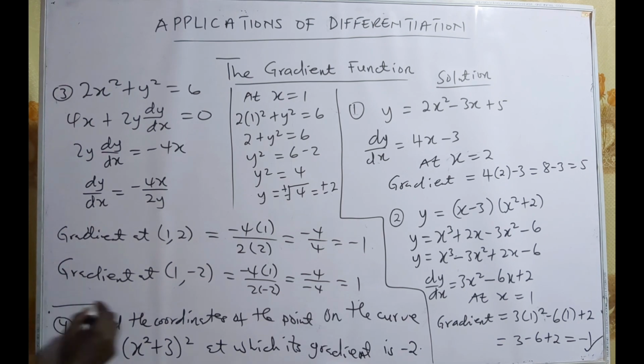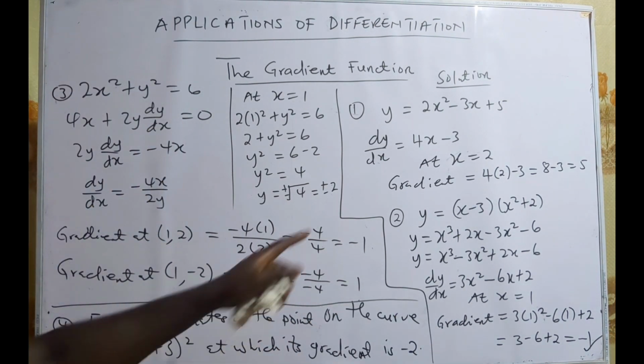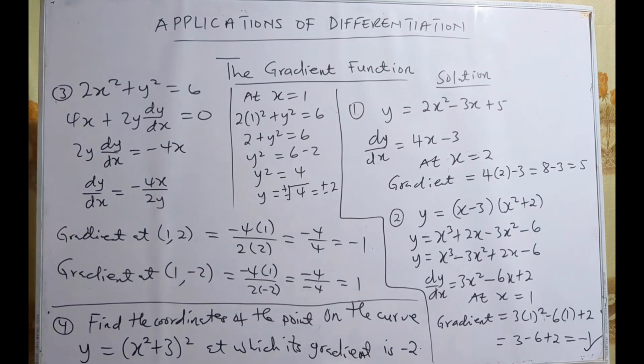So the gradient values will be either negative 1 or positive 1, depending on the y value, whether y is 2 or minus 2. Is that okay?